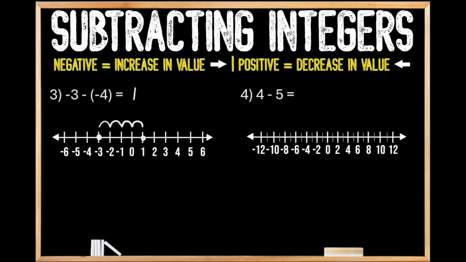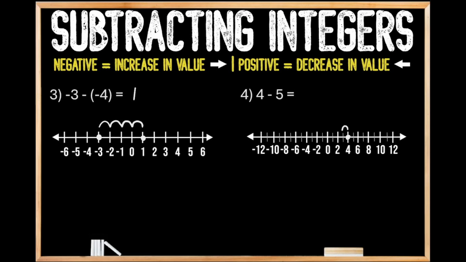Now moving on to question number 4, our last problem, where we're being asked to subtract 5 from 4. So since we're subtracting a positive integer, it means that we're going to be decreasing in value. So we're going to be moving to the left on our number line. So the first thing we're going to do is locate our 4 here, and then we're going to move to the left 5 spaces.